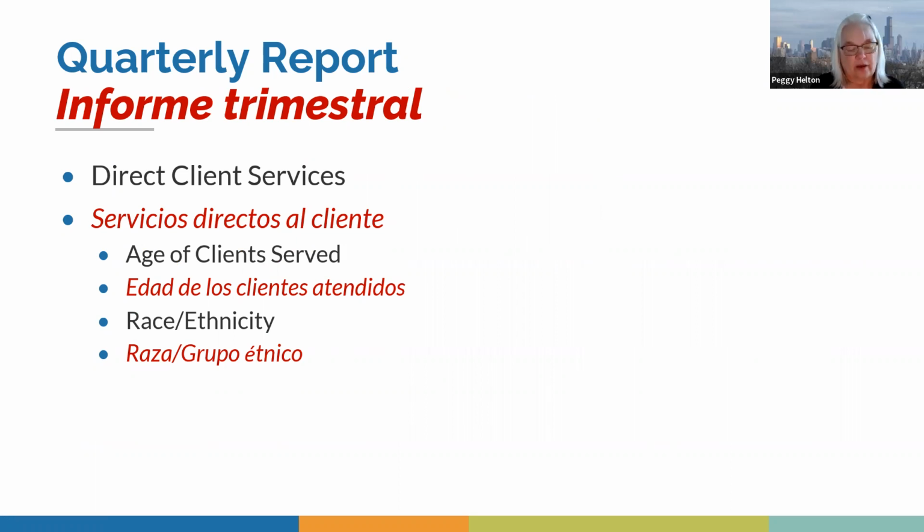So you're going to be asked about your direct client services. And there's some demographic information that'll ask you the age of the client served and the race, ethnicity. These are going to be unduplicated counts. So you would use the age of the client when you first saw them. And again, all this is going to be in the instructions. We're just wanting to give you a heads up of what we're going to be looking for.